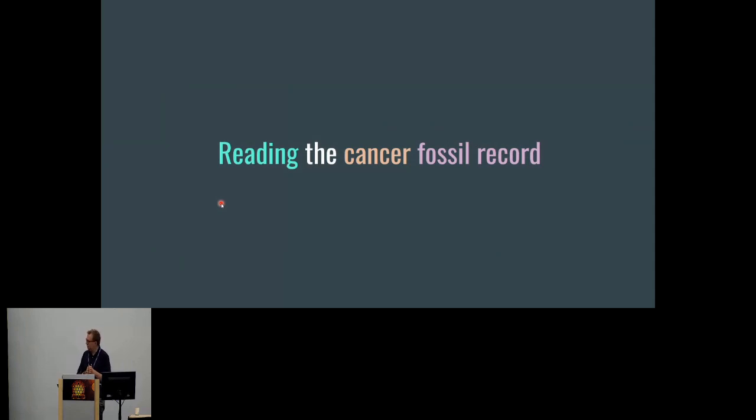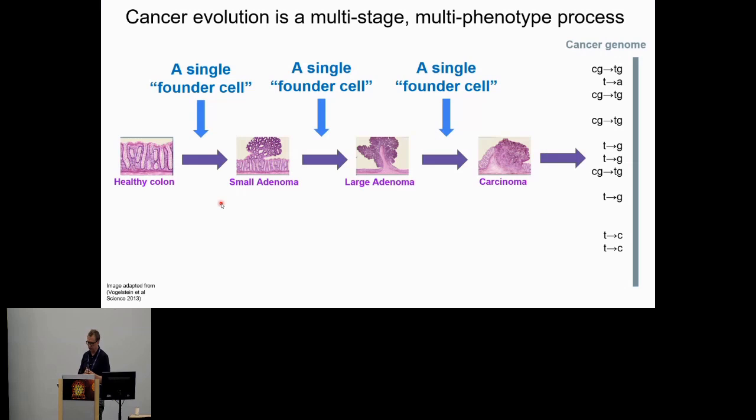Okay, so broadly speaking, my lab is interested in what I call reading the cancer fossil record. We got interested in cancer because we were interested in cancer evolution. Generally speaking, people in cancer evolution think of it as a multi-stage, multi-phenotype process. In the Vogelstein model of colorectal cancer, you start from a healthy colon, you have a small polyp, a larger polyp, and then carcinoma. The transition from each of these states is due to a single founder cell.